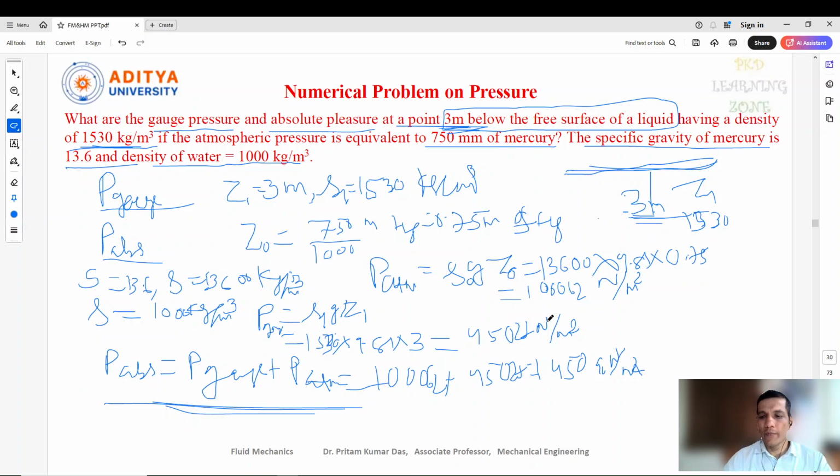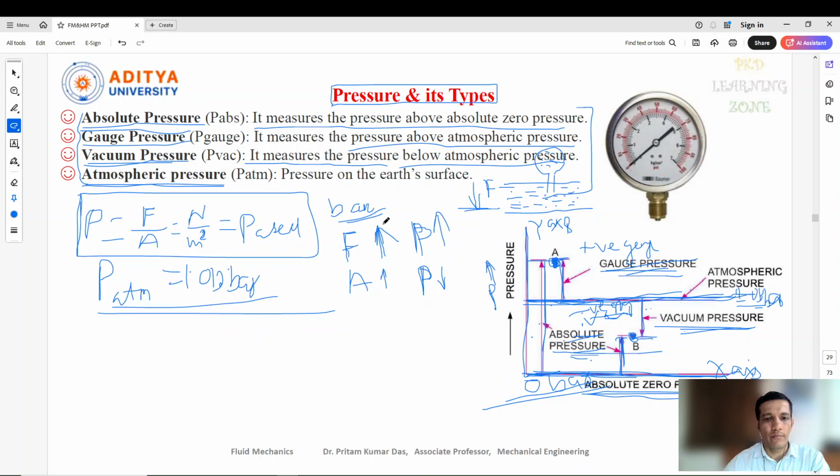I hope you understood how to solve the pressure related problem. This will be a 3 to 4 marks question, and sometimes it is even asked as a 1 or 2 marks question in competitive exams. So if you know this concept, you can easily solve problems related to pressures.